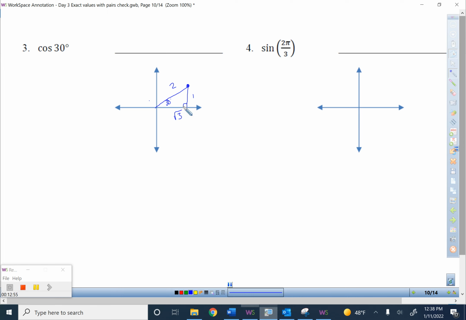Use your pattern that you see, but you've got to love and know it. And then put your signs on there. From the origin, right is positive, up is positive. Okay, we want the cosine, which is adjacent over hypotenuse. So from this angle, always at the origin, adjacent is right next to it. Hypotenuse is across from the right angle. We've got the square root of 3 over 2.